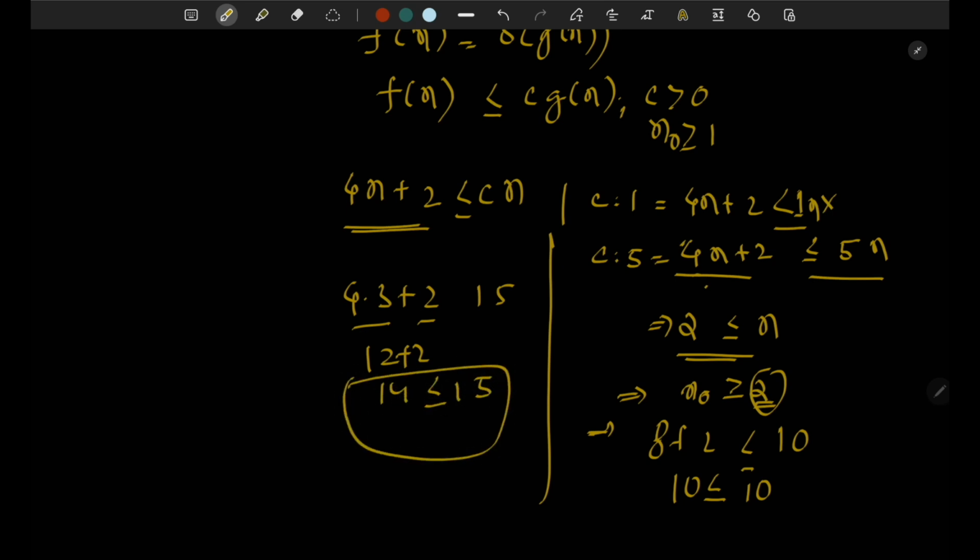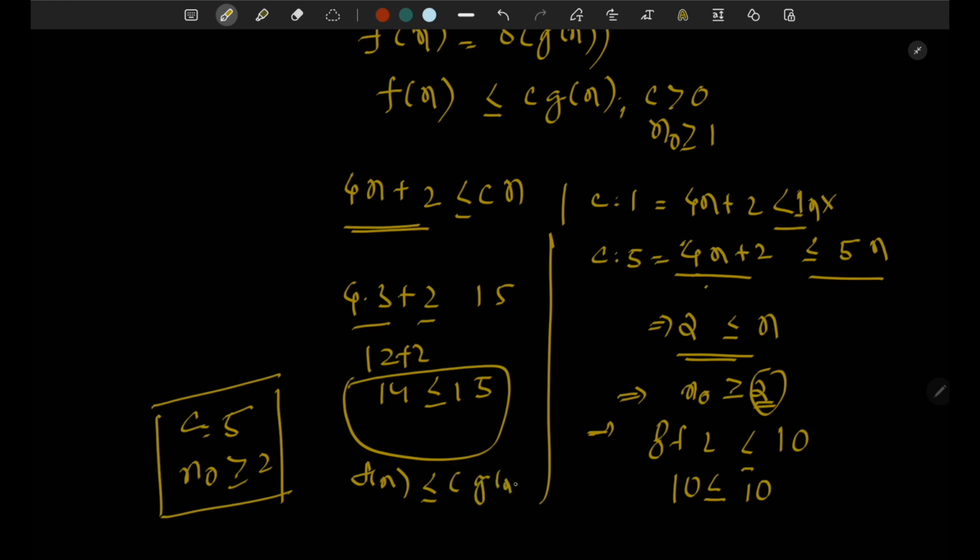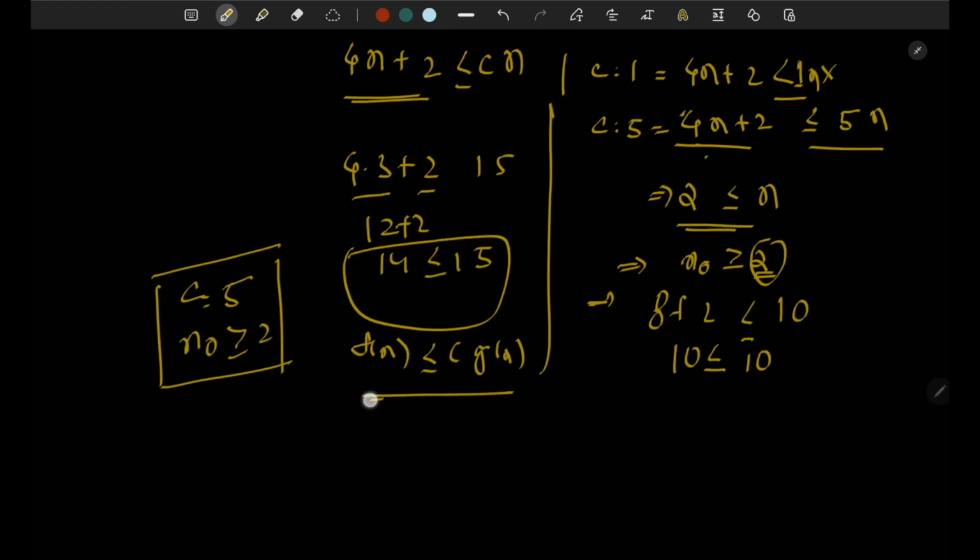So what we find out is that for a given c which is 5 and n naught which is greater than or equal to 2, for all such values we will have f of n less than or equal to c times g of n. And since this is the case for this particular c and n naught value, we can be rest assured and we can say that f of n is indeed big O of g of n. And what is g of n? g of n is n, so f of n is big O of n, right?